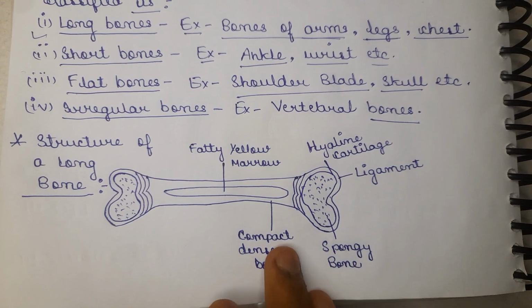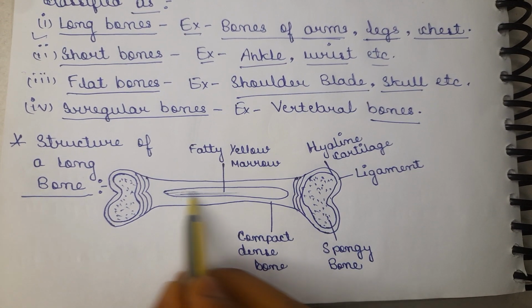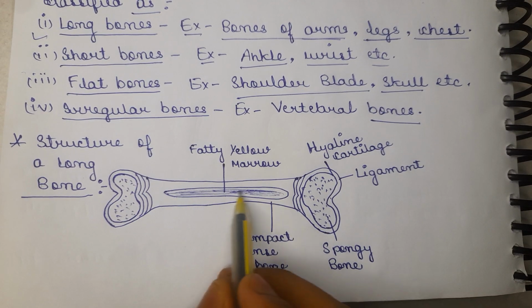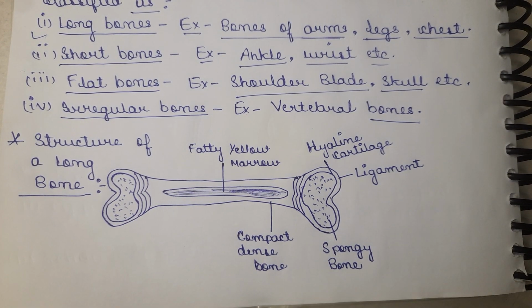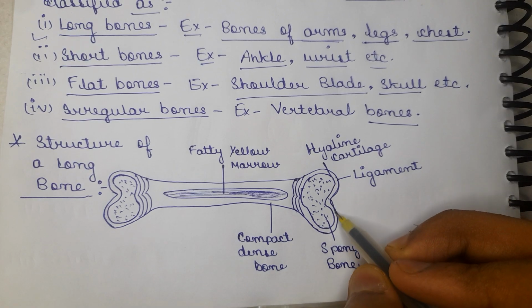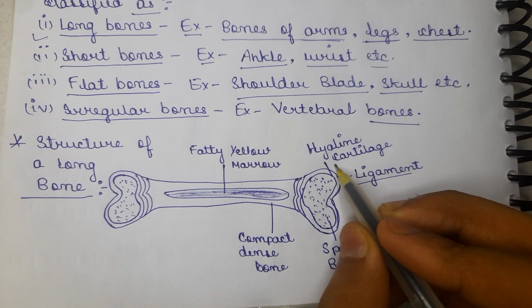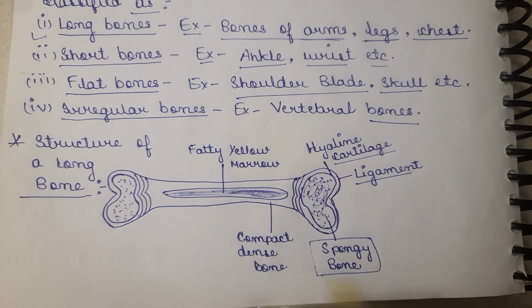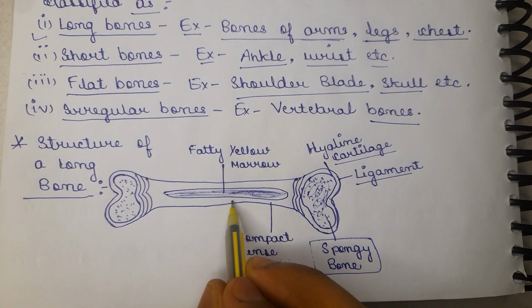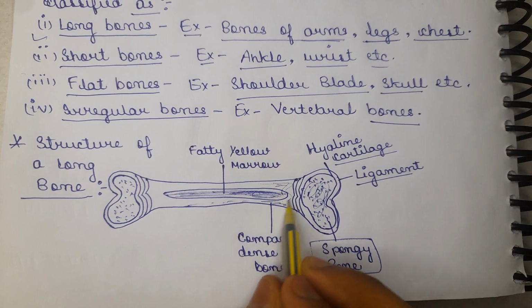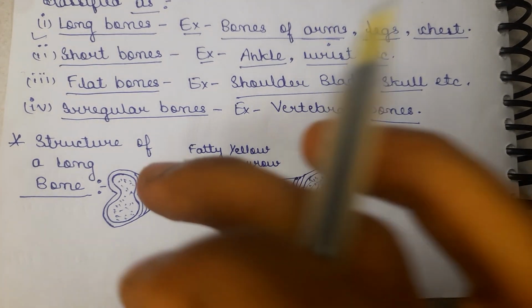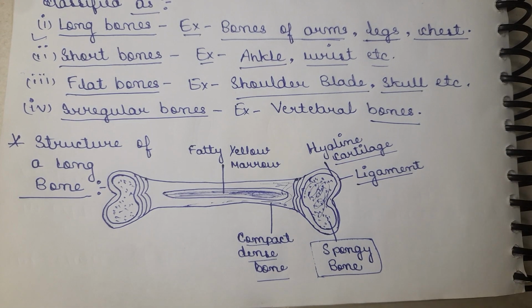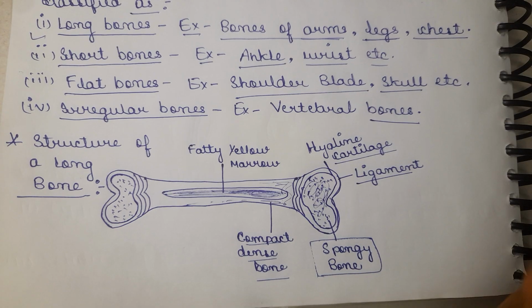So here is a diagram of a long bone in which you can easily find this is the fatty yellow marrow. This yellow marrow basically helps to make white blood cells, that means the WBCs. At the end of this is the ligament and inside that there is a hyaline cartilage, and this dense portion is spongy bone, and before the fatty yellow marrow there is a dense area, that is the compact dense bone. So these are the major points that are present on the long bones, so you have to just remember. In the exam the questions come according to the figure, you have to just label the parts.